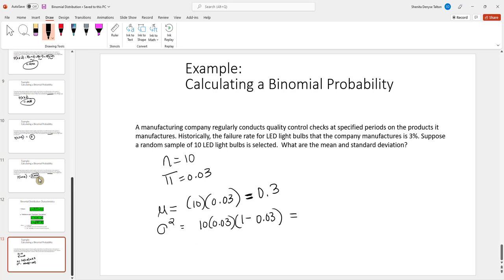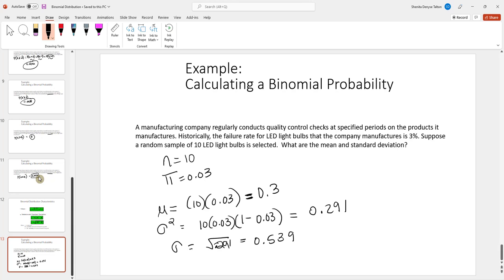So when we calculate this, we should get 0.291, and then to figure out the standard deviation, we're going to take the square root of that. And when I take the square root, I get 0.539.